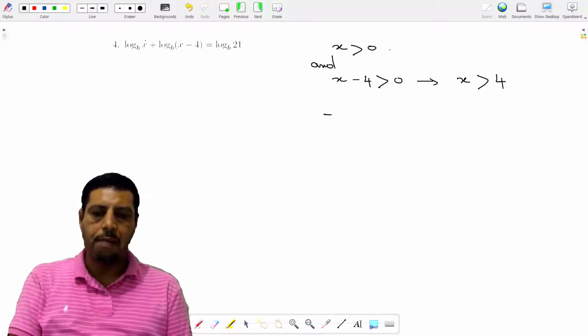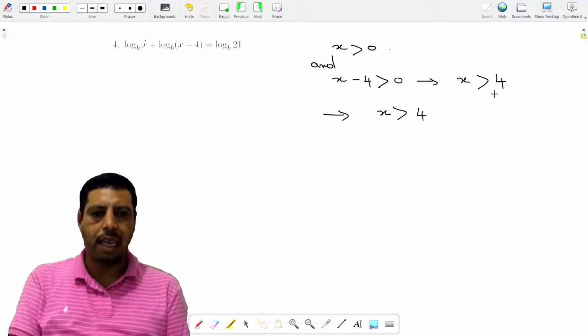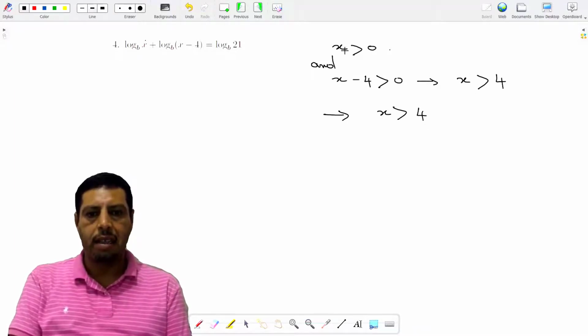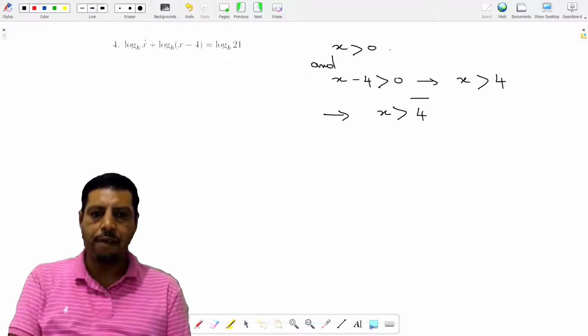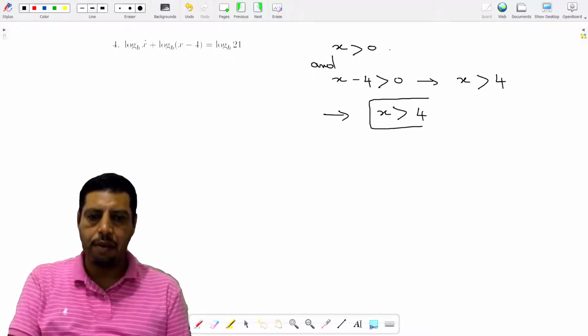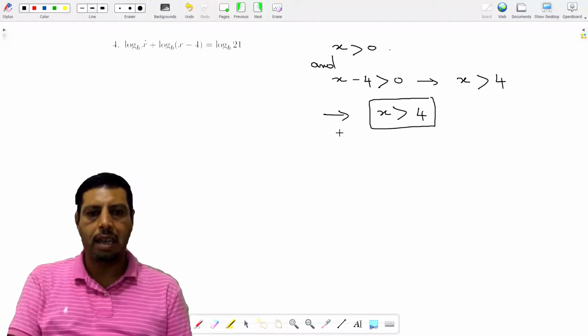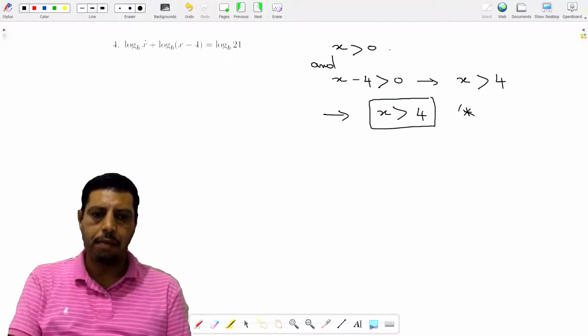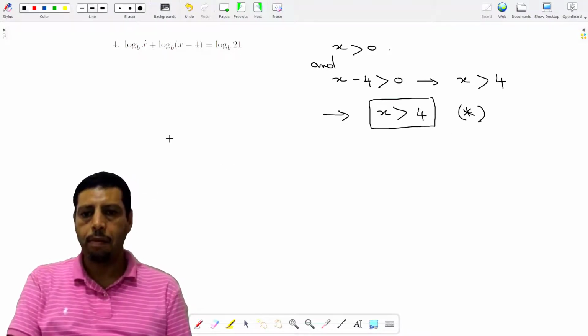The combination of the two conditions gives x greater than 4, because the second condition is stricter than the first one. So here you have to check that your x is greater than 4 when solving this equation. So keep this in mind. Okay. Now we're going to start solving our equation.